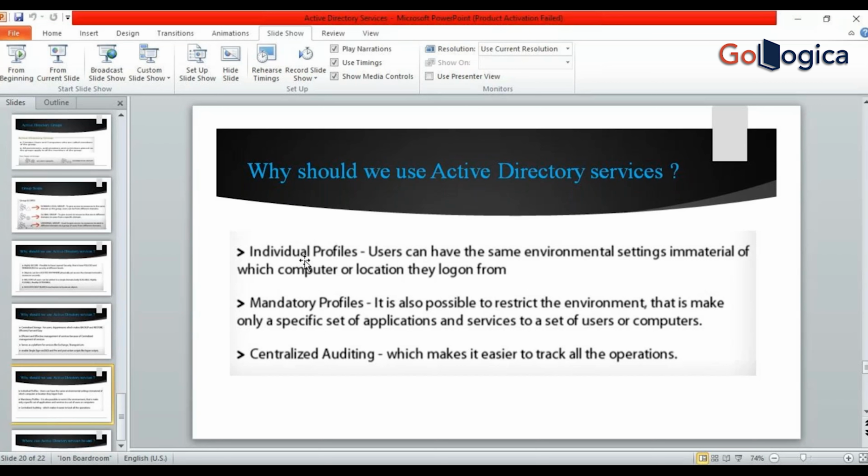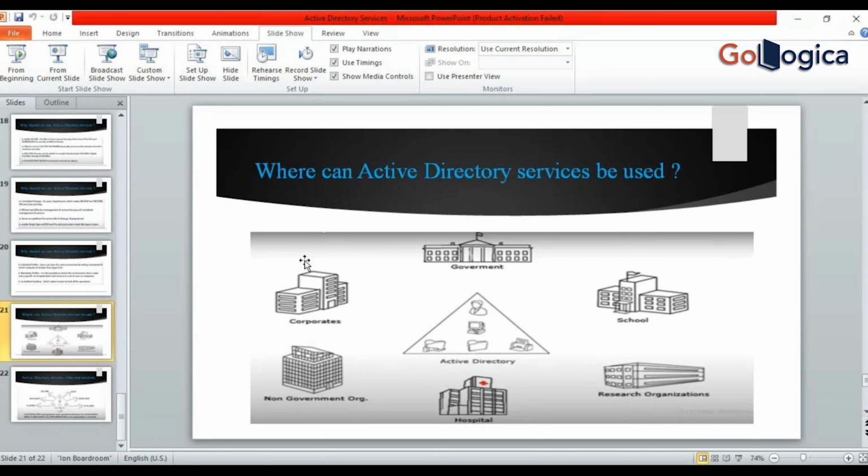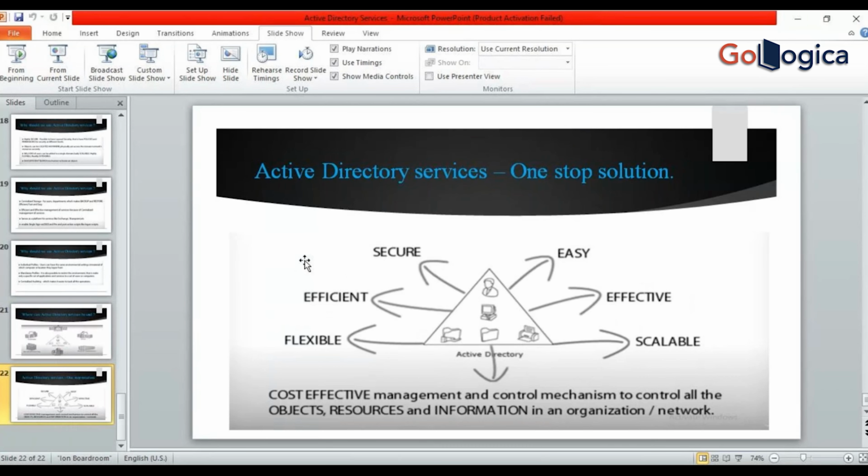So Active Directory is basically implemented in government offices, schools, research organizations, hospitals, non-government organizations, and corporates. And this is a one-stop solution for everything. It is secure, easy, efficient, effective, and flexible also. So that's why we use Active Directory in a highly efficient manner.